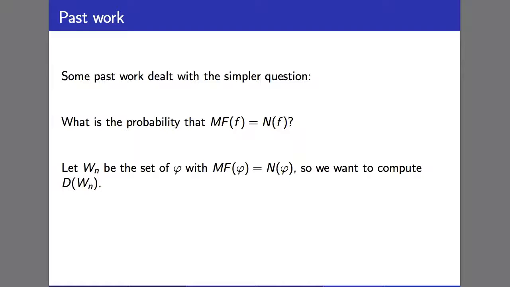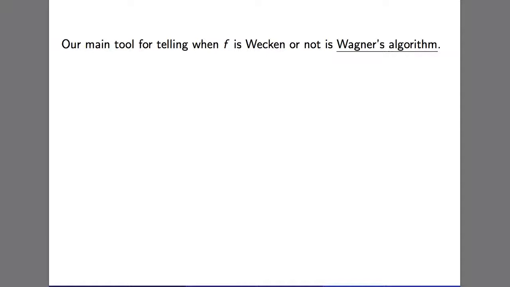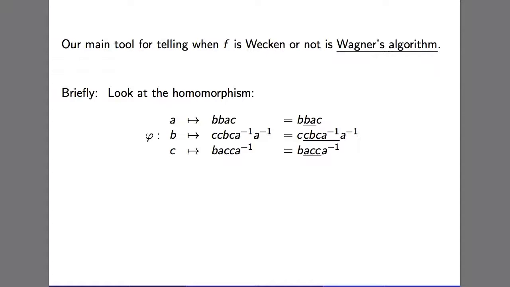The n, remember, refers to the number of generators in the group. And it turns out, I'm talking about the n here, because this density actually does depend on n. It's different for different values of n. The main tool which we're going to use for telling if f has this Beckon property or not is Wagner's algorithm, which Bob mentioned. I'm going to mention it a little bit more. Briefly speaking, here's how you do Wagner's algorithm. I'm just going to talk about this example.